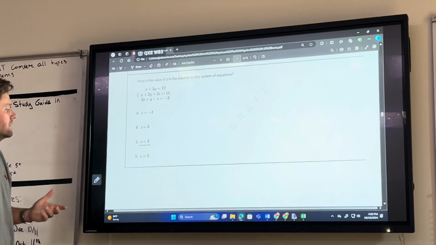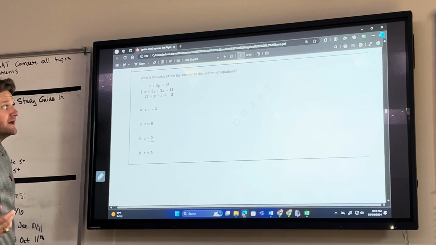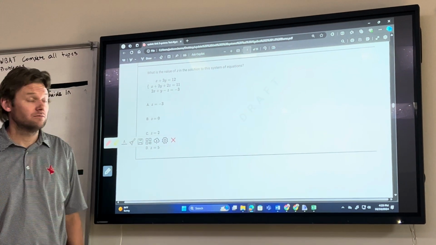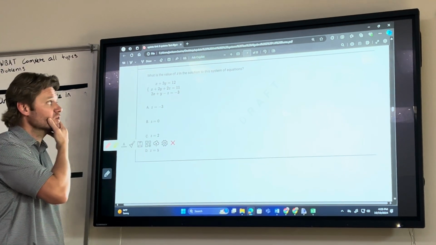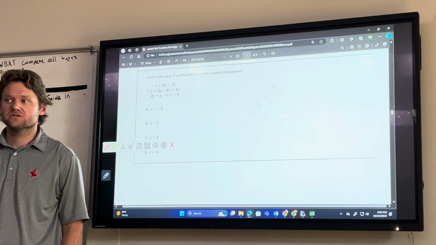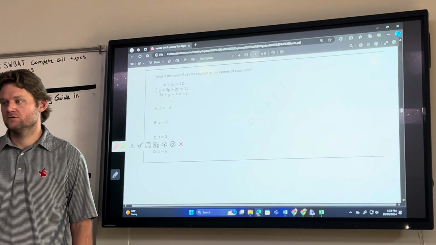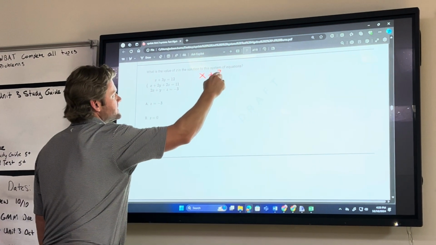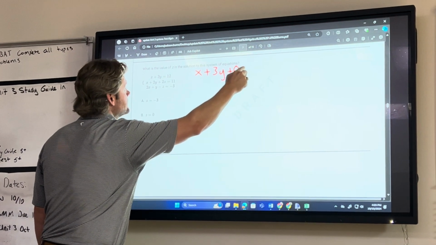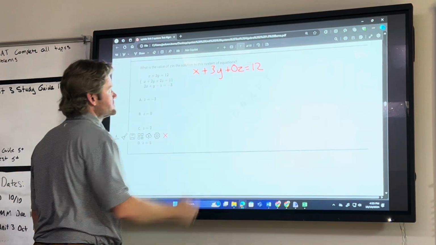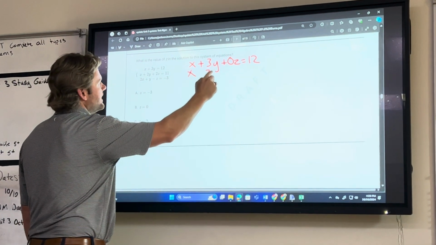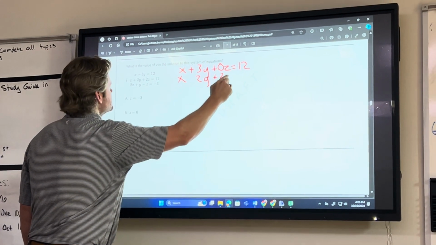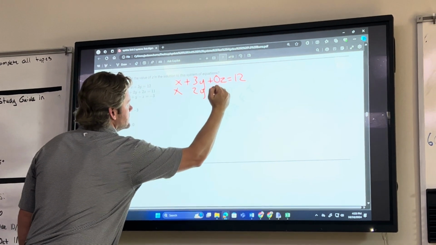All right, this one, a matrices, a 3 system, right? But here on my first one, I don't have a z. So what do I need to do? Yeah, just put a 0z. So this becomes x plus 3y plus 0z equals 12. Now I have everything I need to put this into a matrices.